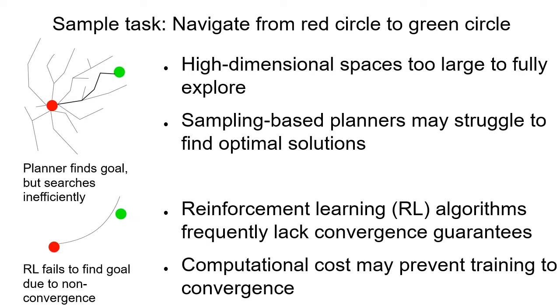Reinforcement learning agents, by contrast, frequently lack convergence guarantees, and their computational cost may prevent us from training them to convergence, but when they converge, they may find near-optimal paths.